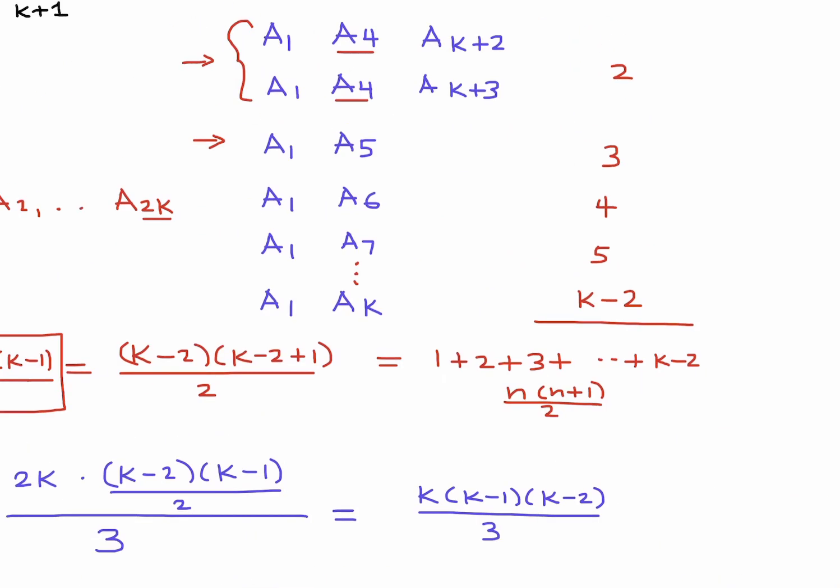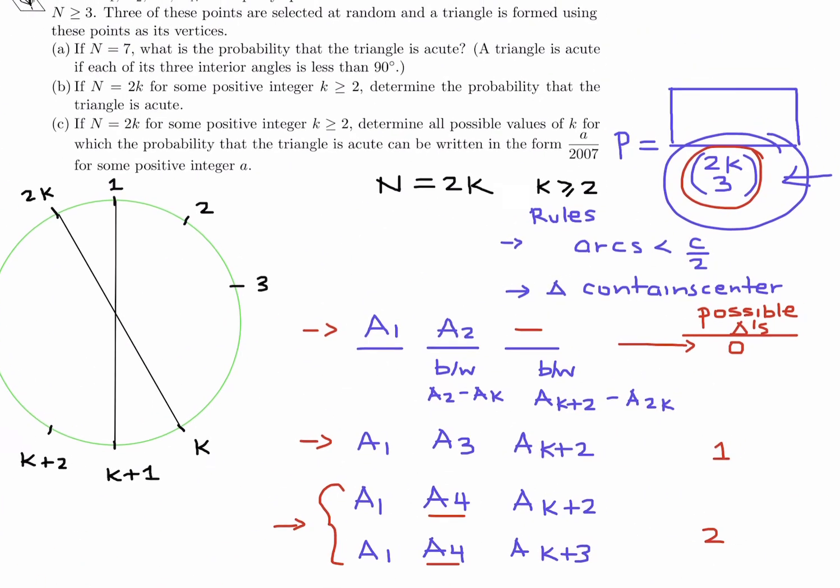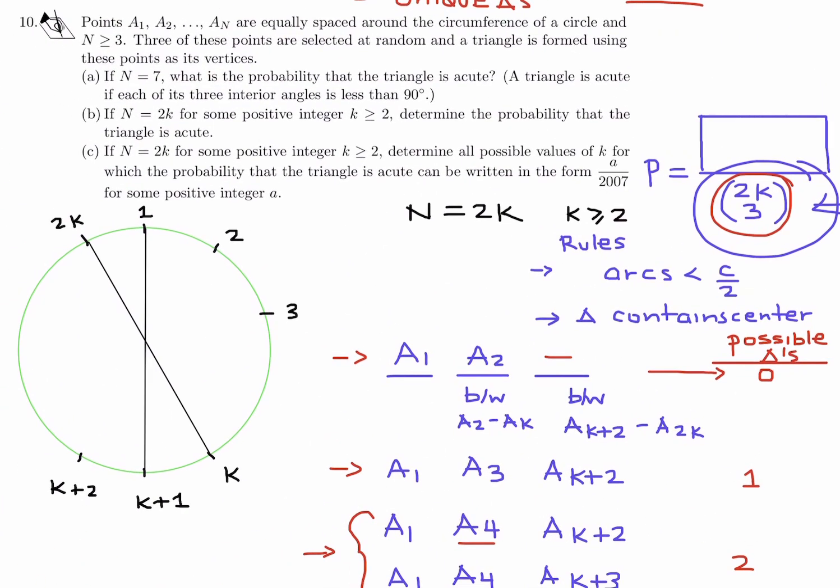Let's go back and read the original question. If n is equal to 2k, for some positive integer k greater than or equal to 2, determine the probability that the triangle is acute. The probability is going to be k minus 2 divided by 4k minus 2 for some k greater than or equal to 2.